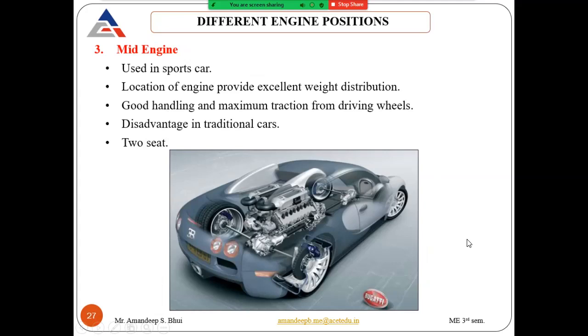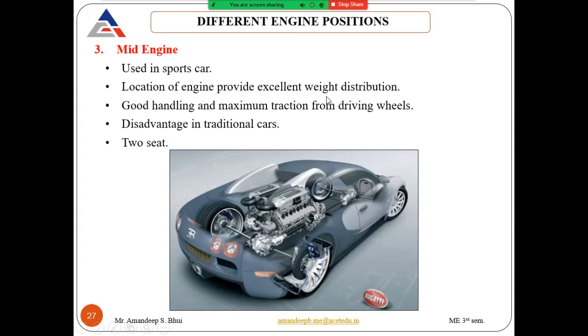Next is if the engine is placed at the center, that is, the mid engine. This type of engine is more suitably placed in high speed cars that have higher bhp. This is an example of a Bugatti car, where the engine is placed in the middle of the automobile. So this type of configuration is mostly used in sports cars.